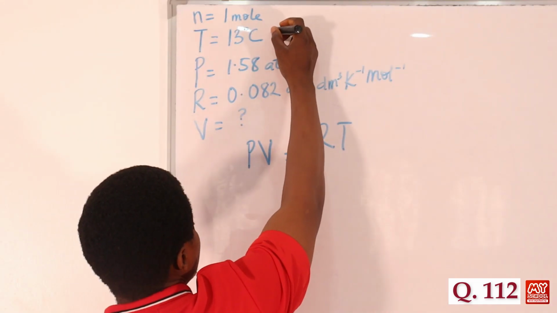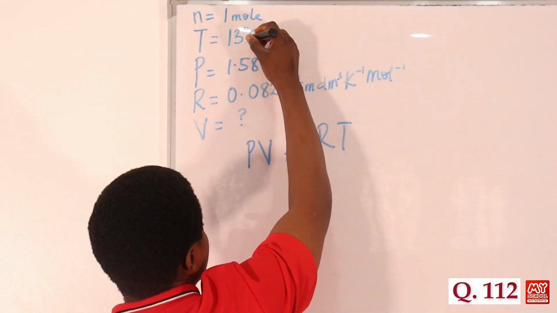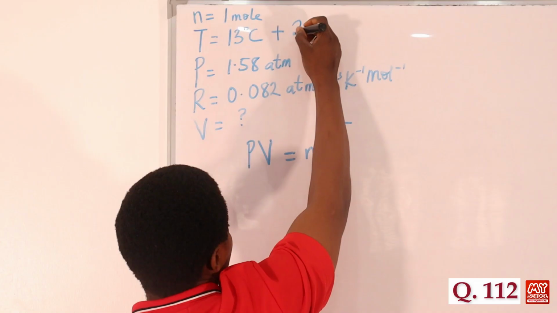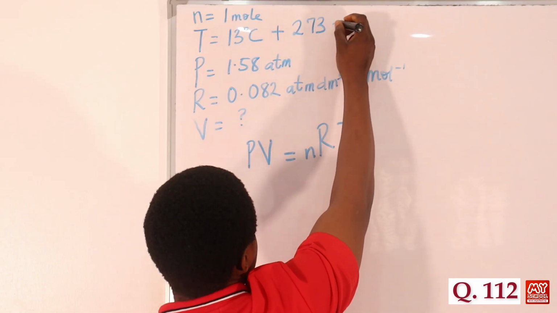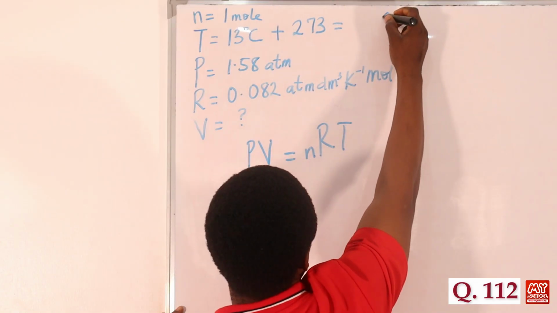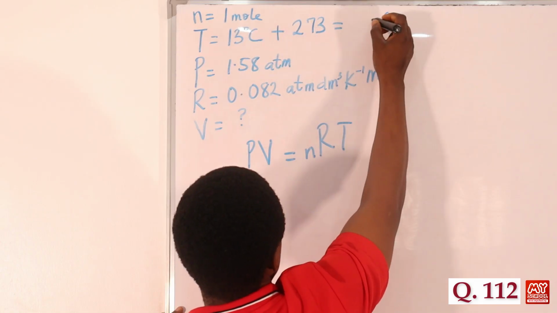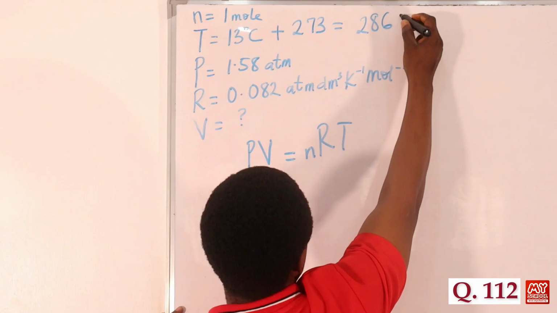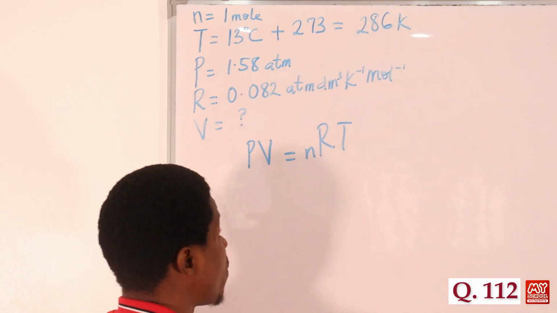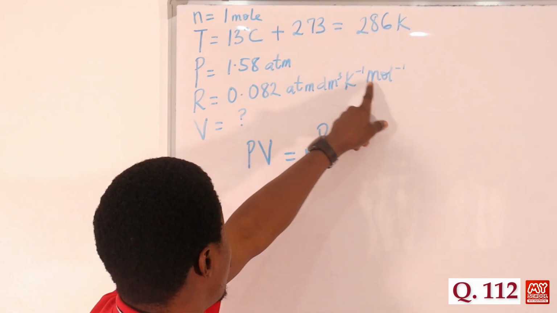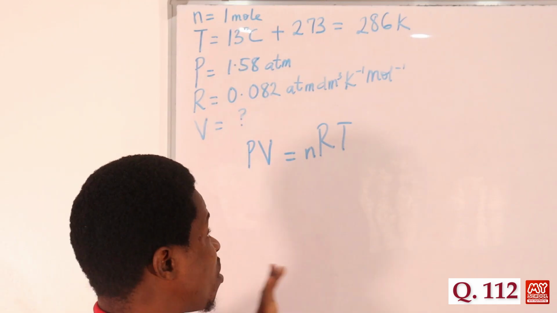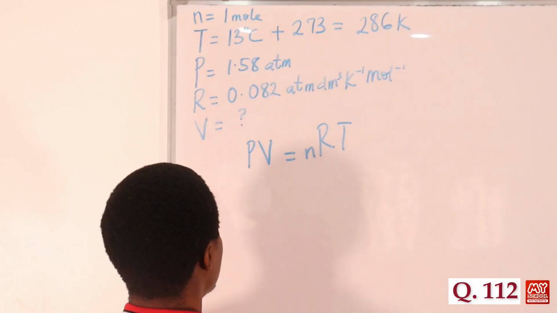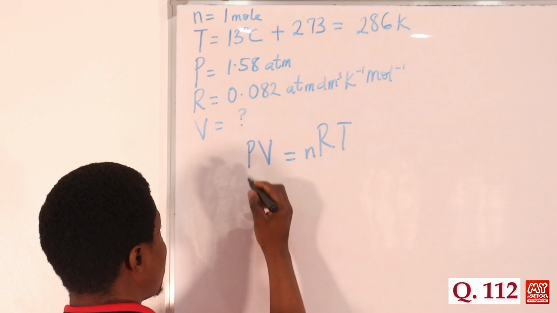So all we need to do is, changing from Celsius to Kelvin is by adding 273. 273 plus 13 gives 286 Kelvin. That's what we have. We've converted that, then we have per mole, which means mole is already there. So we can move on now to substitute the values we have.